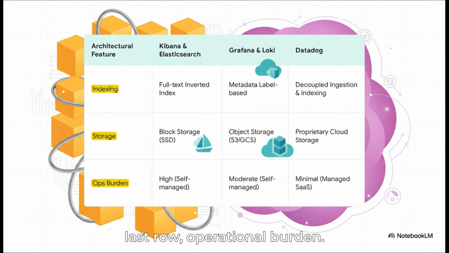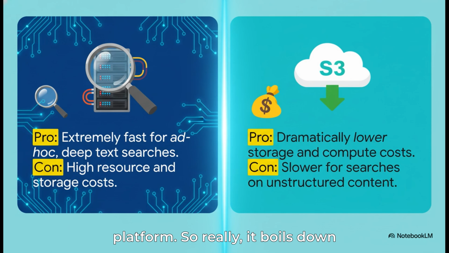But look at that last row, operational burden. It goes from high, and trust me, they mean high, for running your own Elastic cluster, down to almost zero for a managed platform. So really, it boils down to this one crucial trade-off. With Elasticsearch, you are paying a premium in money and in complexity for unmatched search power. With Loki, you're trading some of that instant search speed, especially for random text, for a dramatically lower total cost. This is the big choice you have to make: power versus cost.